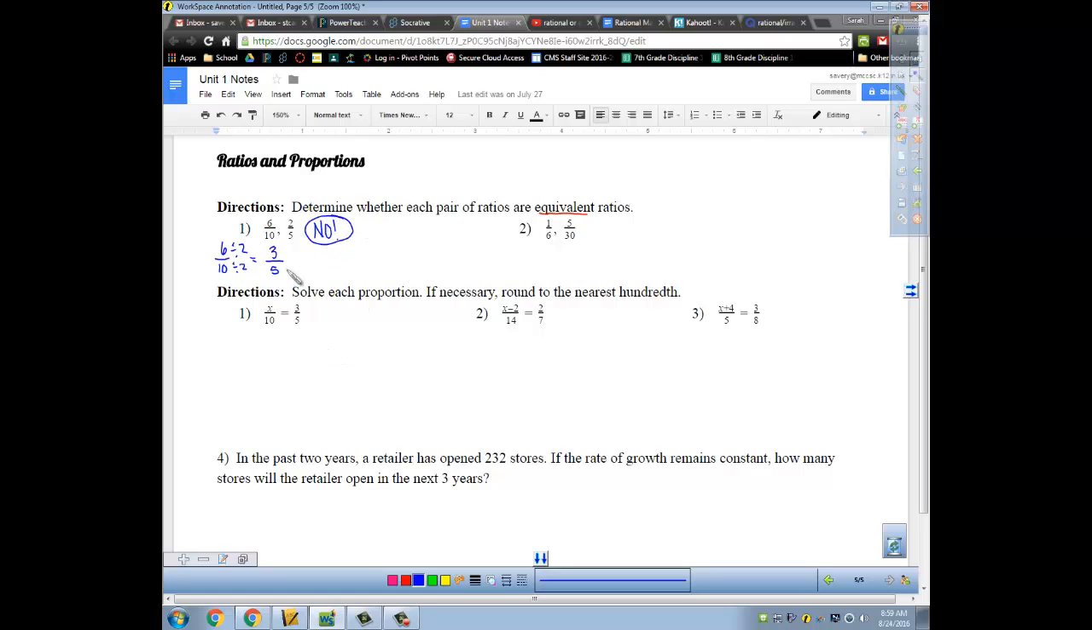Another way you could do it is change 2/5 to having a denominator of 10, so multiplying the top and bottom by 2 to get 4/10. So again, we see not equal. And a third way to do this is called cross multiplying. So you multiply what's diagonal from each other. So 6 times 5 is 30, 2 times 10 is 20, and 20 is not equal to 30. So all three ways show us that they are not equivalent.